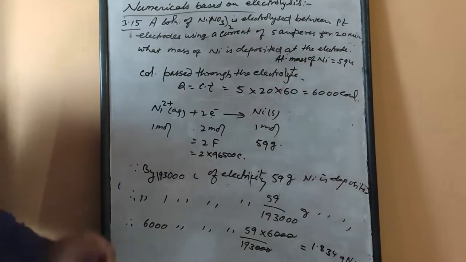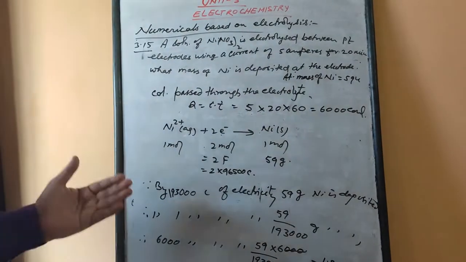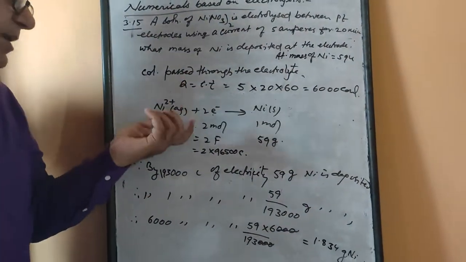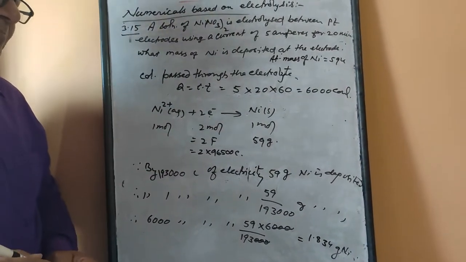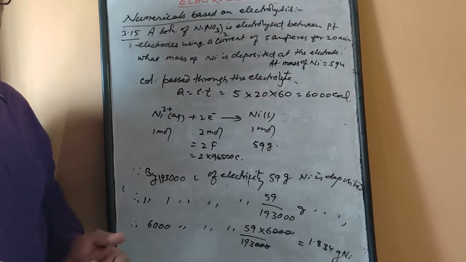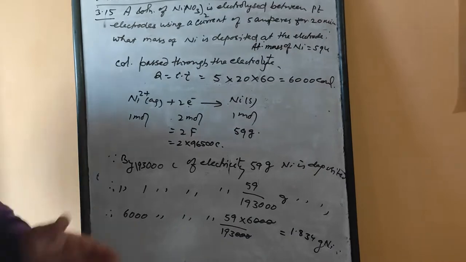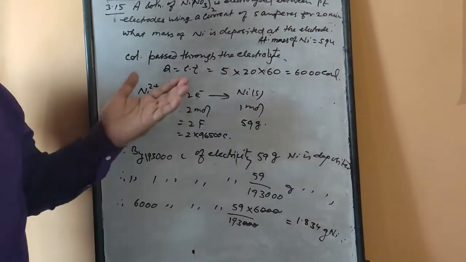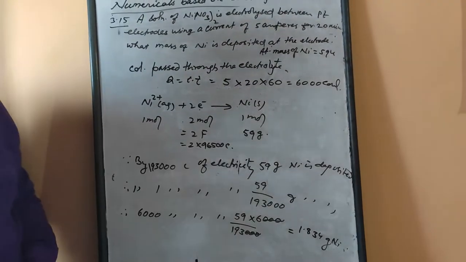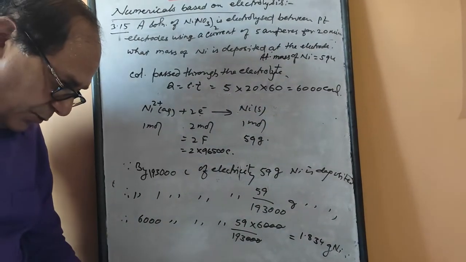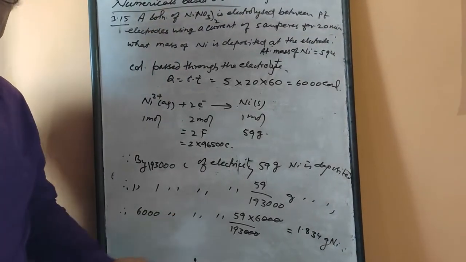So check the method. Any type of problem you can solve by the simple unitary method and by simple application of this type of equation. There is no need to use Faraday's first law, W is equal to ZIt, like that. No use of those formulas. You can solve directly. Already yesterday I have given the homework based on numericals on this topic of NCERT itself, and question number 2.16. Again, you can apply your brain and try to solve it.